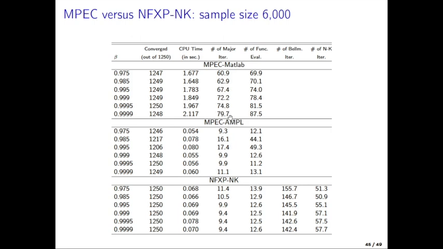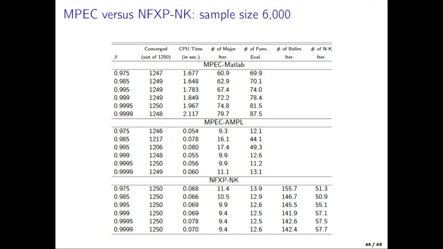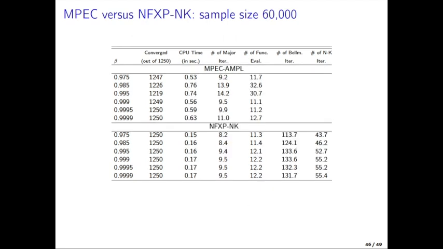And comparing to MPEC without those second order derivatives, then you need to do a lot of numerical derivatives. The machine has to do that, so that obviously takes much more time. And as you have more parameters, it's going to take even more time. Now we do this for a sample size of 6,000, which corresponds to what Su and Judd had in their paper. But if you increase it to 60,000, NFXP is now much faster.